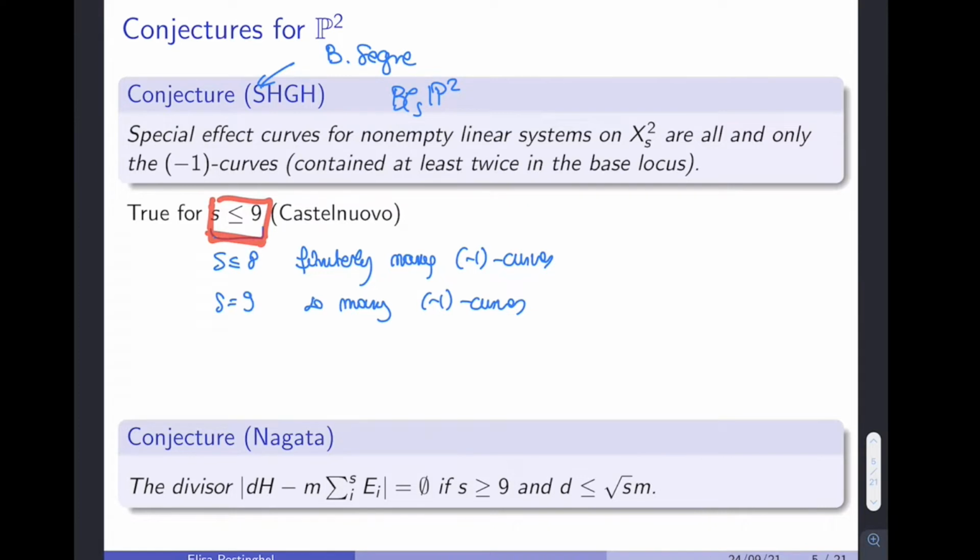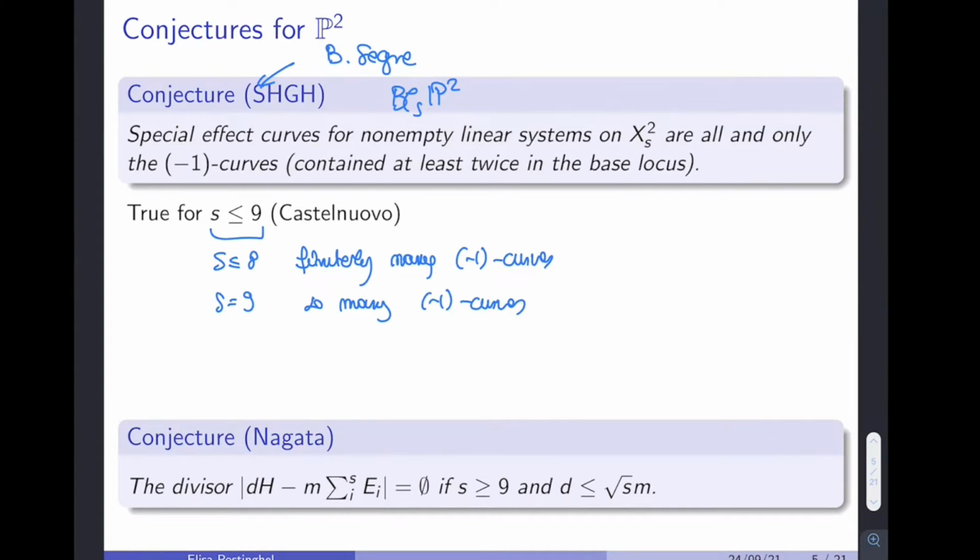potential special effect curves, you do get a proof of this conjecture. The idea of the proof says that even though I have potentially infinitely many -1 curves, I cannot have infinitely many of them in the base locus of an effective linear system, because if I do, then the linear system is empty. There is no such section in there. So somehow for s equals 9, the proof goes in the direction of showing when a linear system is empty rather than when a linear system is effective and what is the dimension.